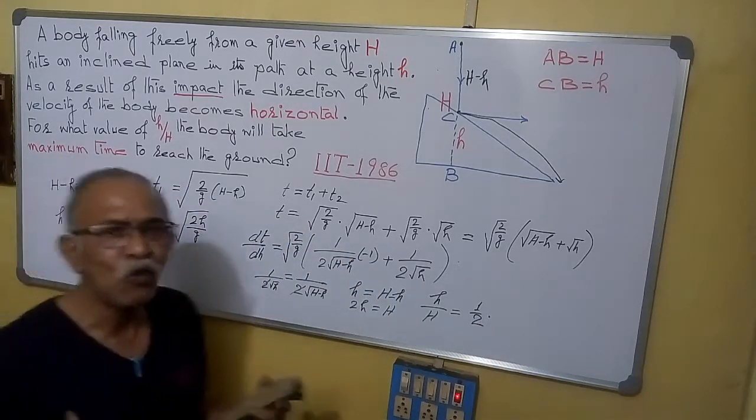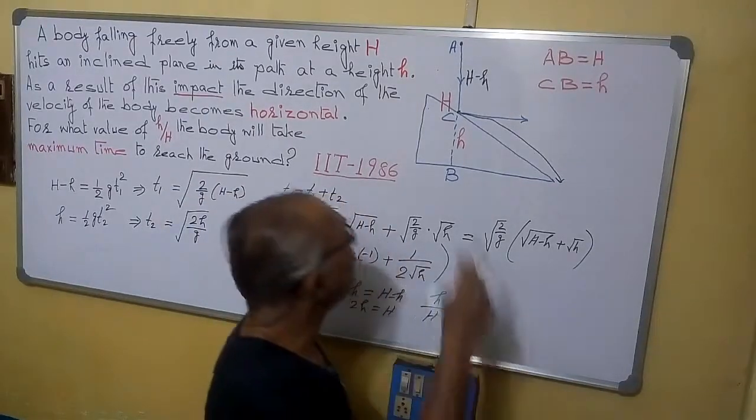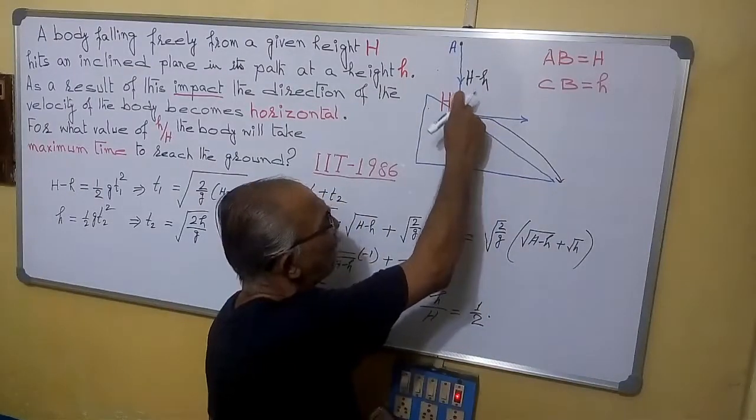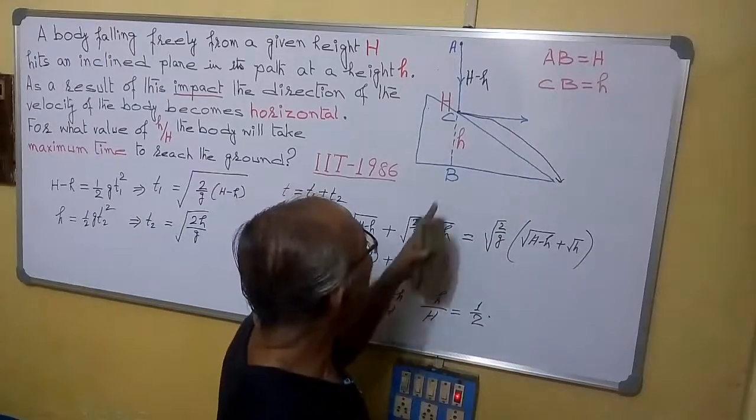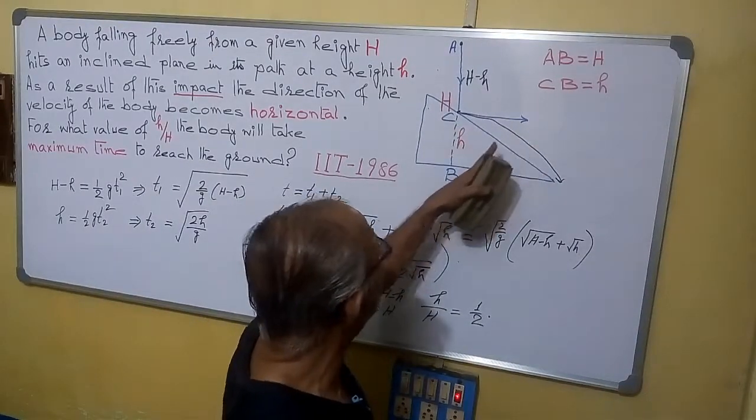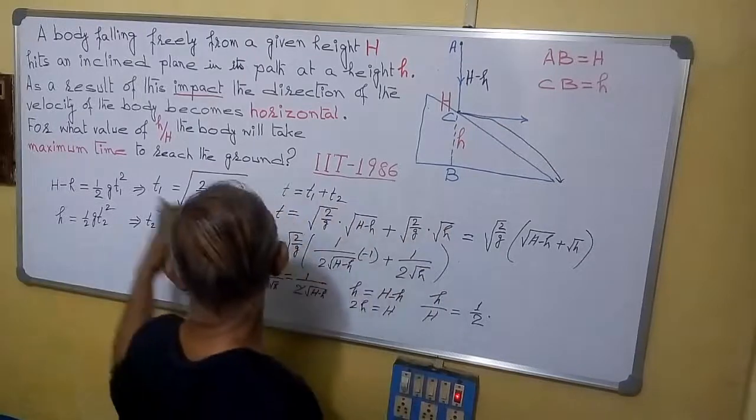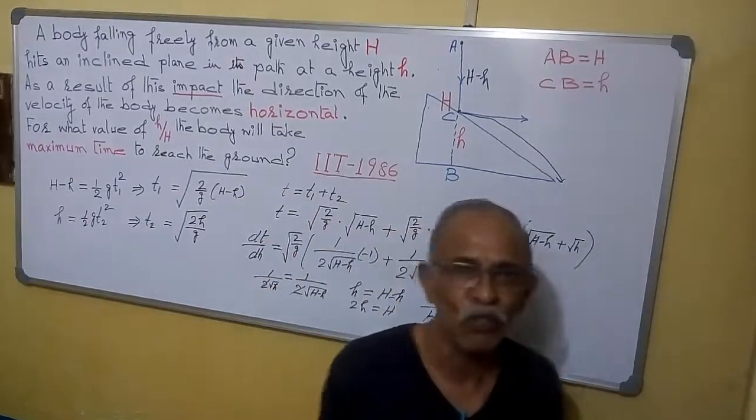I think I was able to explain, and again you have to give importance to this point. What happened at this point? The velocity becomes horizontal, meaning the vertical velocity becomes 0. That we have used. Thank you.